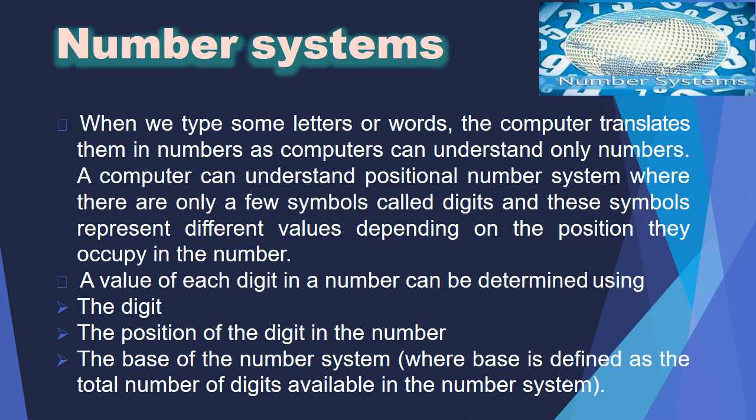The value of each digit in a number can be determined by using the digit and the position of the digit in the number, for example, whether the position is in the ones place or tens place or hundreds place. So the base of the number system, where base is defined as the total number of digits available in the number system.